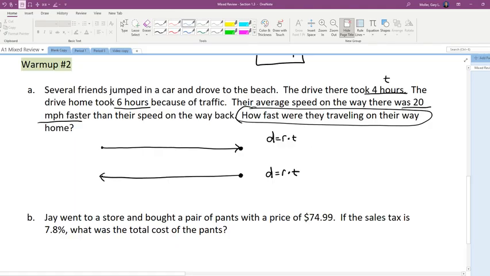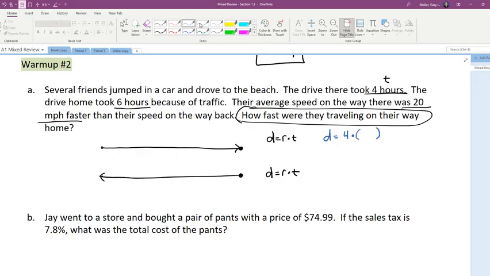So we're going to write an equation for what we know. So I'm going to rewrite the top equation. I don't know the distance. Several friends jumped in the car. The drive there took 4 hours. So I know I've got a 4 times, and I wrote the number first. I know it's in the back of this equation, but we can multiply in any order. 4 times the rate. I do not know the rate, so I'm just going to kind of leave that blank for a minute.